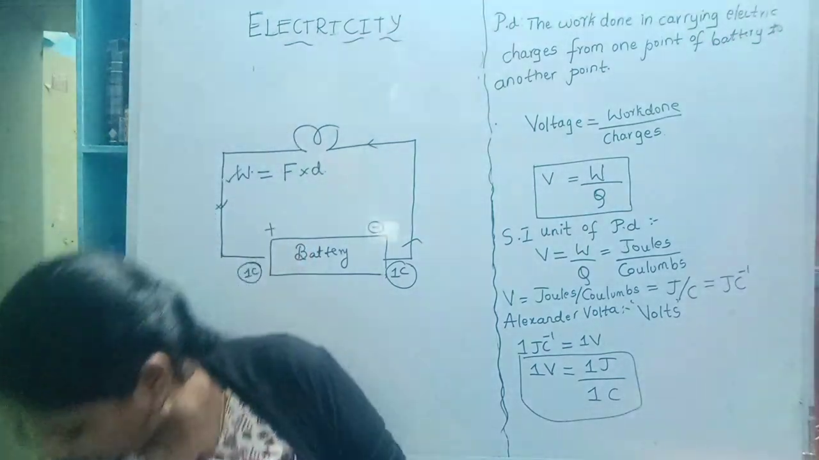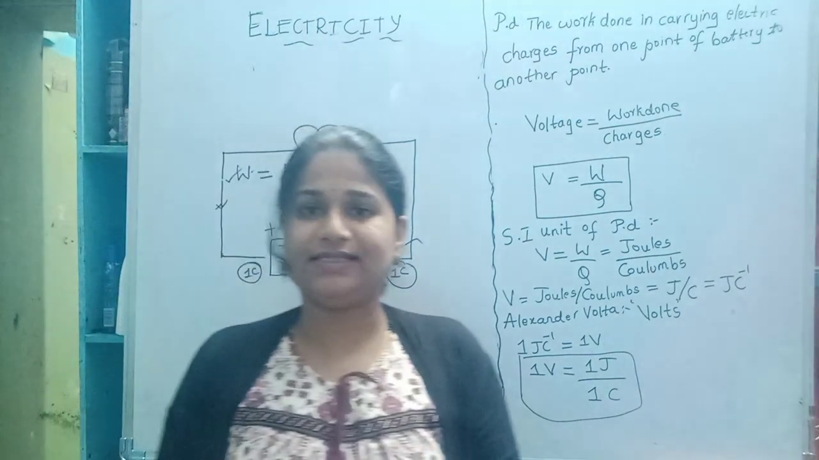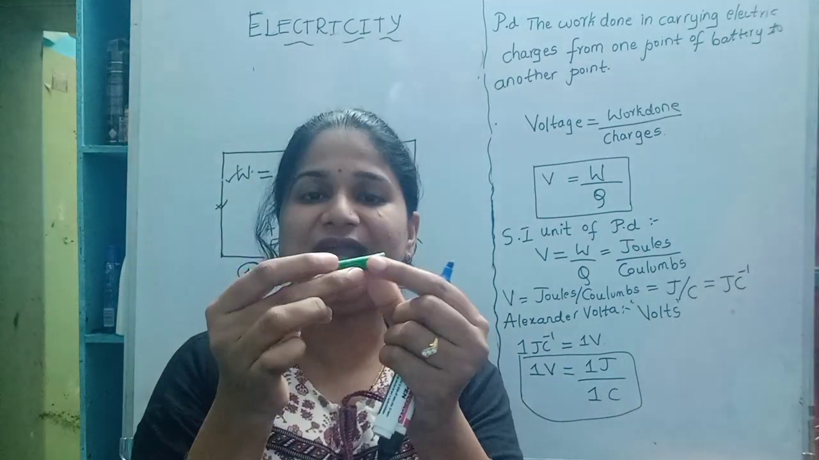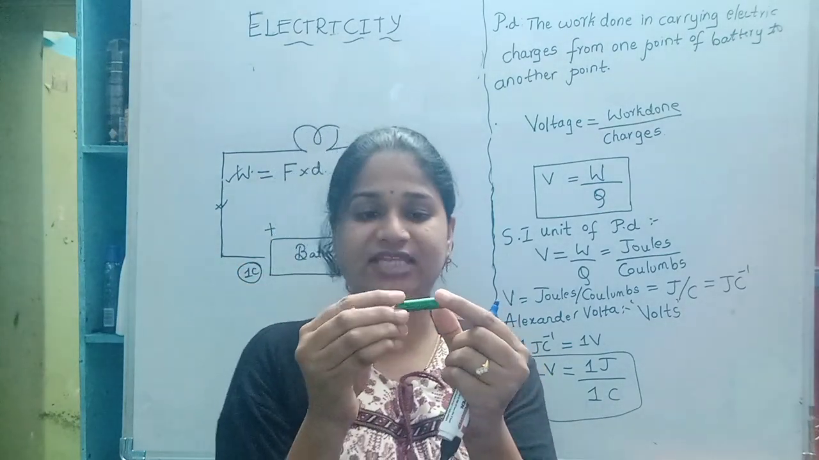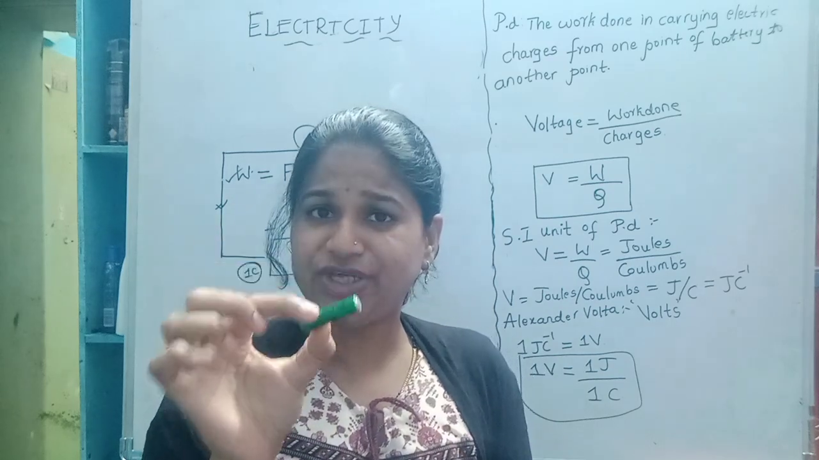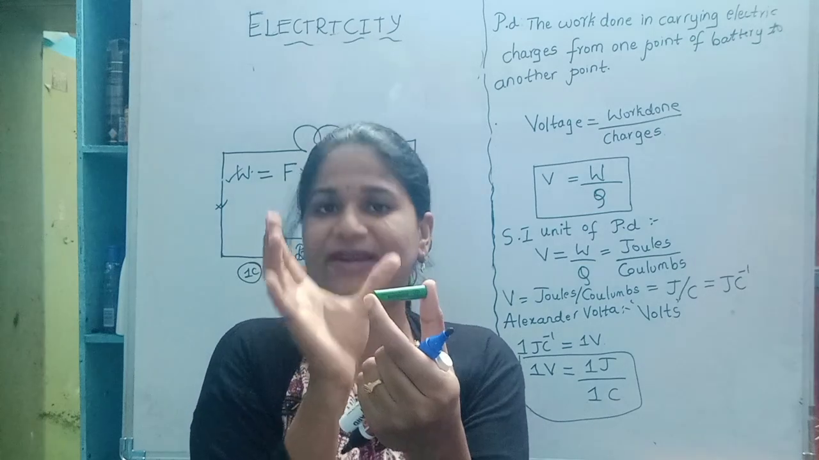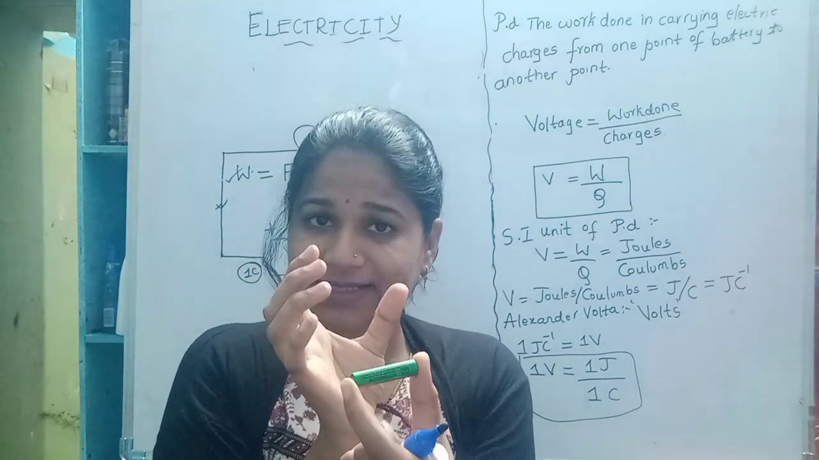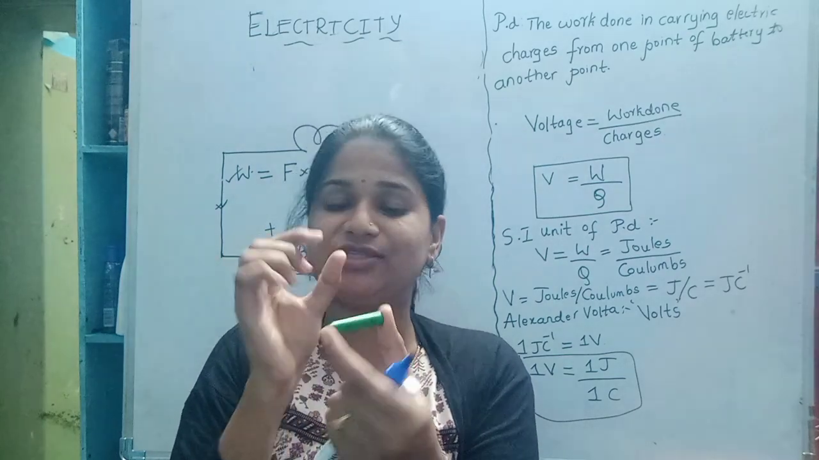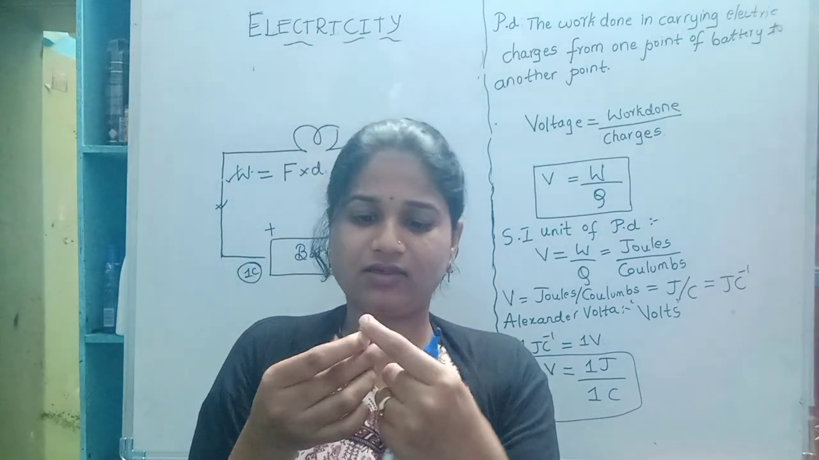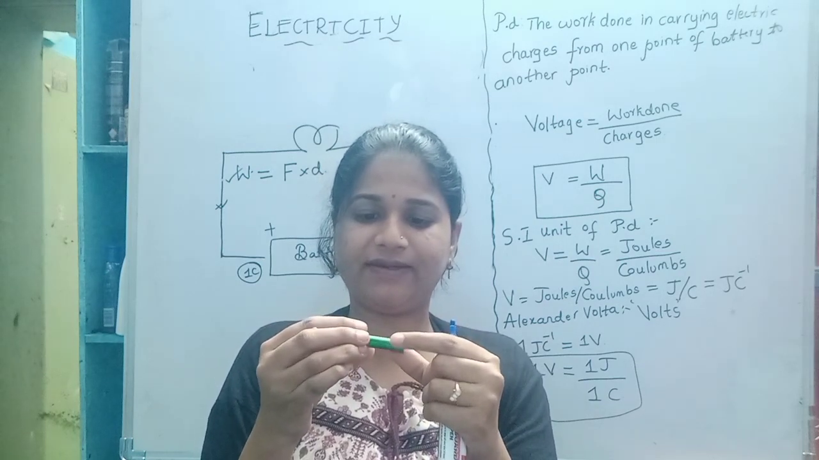Now, let us consider, here I have a battery which is used for remotes, especially AC remotes and TV remotes. Whichever battery you see, this is actually a cell, not a battery. A number of cells form a battery. So whichever cell or battery you see, it will be giving a potential difference. Here we can see the potential difference is, just a minute.